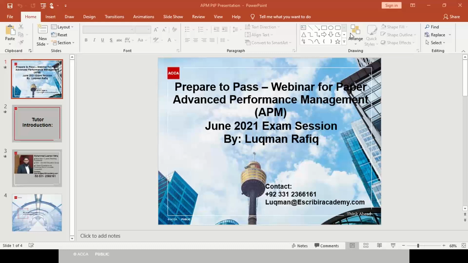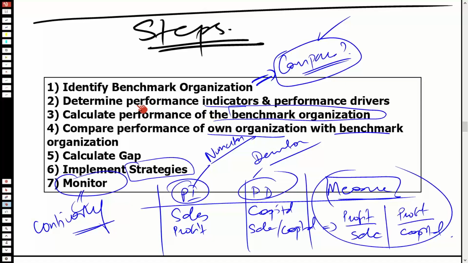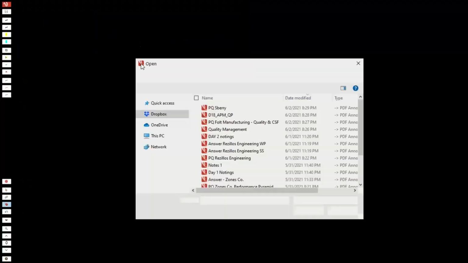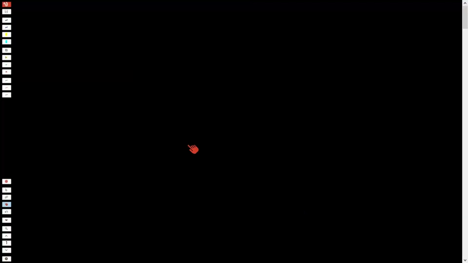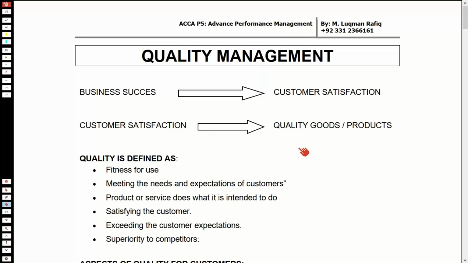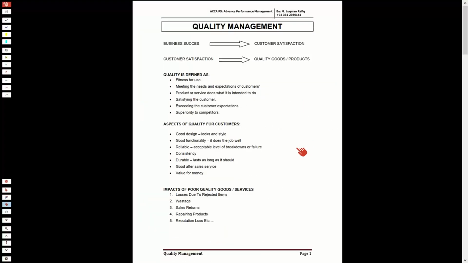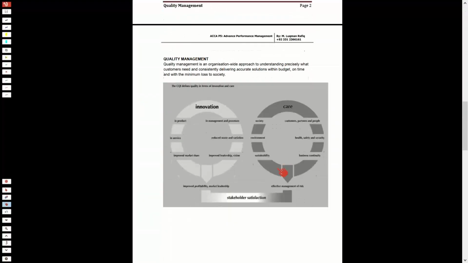Okay, now let's just start off. I'm going to start because I think nobody has any other questions now, so I should move forward and discuss things. The topic I'm going to start off with is termed quality management. You have this topic of quality management in front of you.